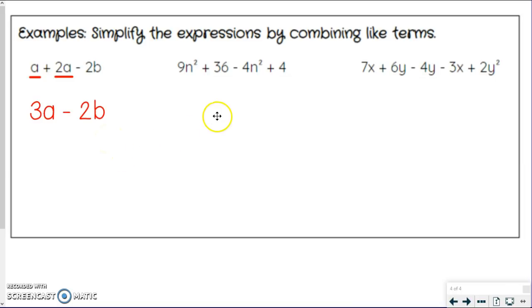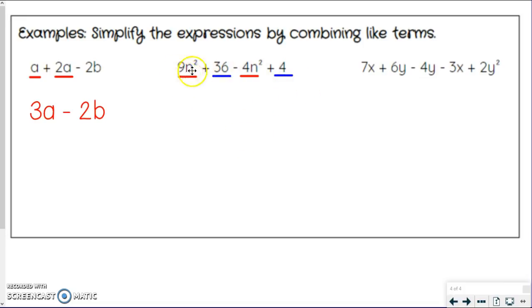Okay? Let's try another one. So this one's a little bit longer, but if I kind of zero in, I've got n squareds, so I've got 9 of them here and 4 of them here, so I could underline those if that helps me kind of focus in on those. But then I also have a 36 that's just by itself, no variable, but I also have a 4 by itself with no variable, so those also will go together. So let's just work our way left to right, right? That way we don't get anything mixed up.